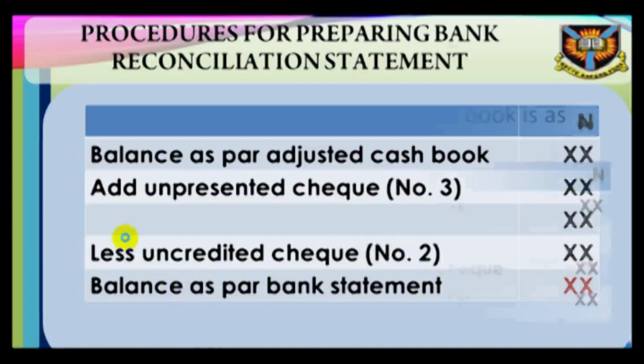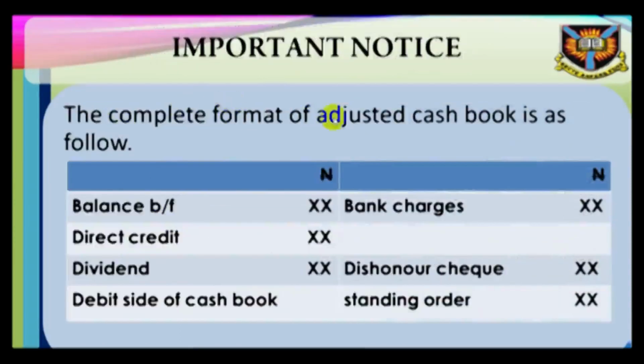Important notice: the complete format of the adjusted cash book is as follows. On the debit side, we have balance brought forward, direct credit, dividend. On the credit side, we have bank charges, dishonored checks, standing order.